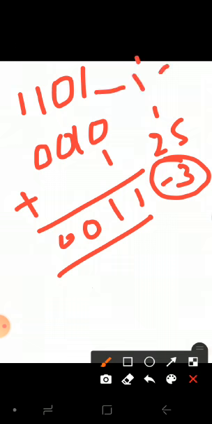This is the 1's complement form. So this is how you have to represent the number in a computer system for different methods. Maybe it is sign and magnitude, 1's complement or 2's complement.